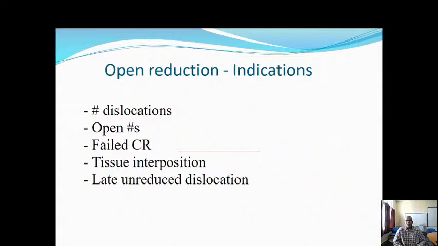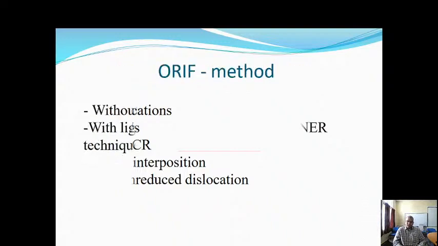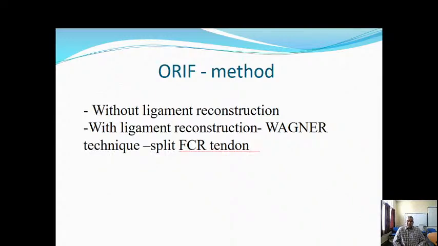The indications for open reduction are fracture dislocations, open fractures, failed closed reduction, any tissue interposition, and a late unreduced dislocation. The methods of open reduction and internal fixation are without ligament reconstruction and with ligament reconstruction. Without ligament reconstruction, we directly go for only K-wire fixation. With ligament reconstruction, we go for Wagner's technique. We split the FCR tendon, drill holes in the fracture fragments and go for ligament reconstruction.